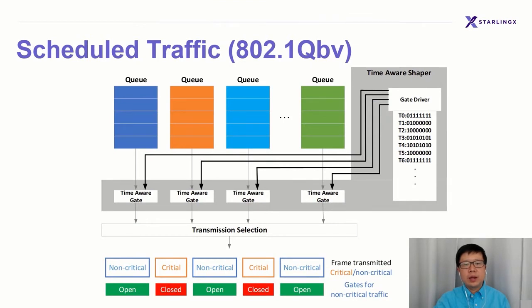In this page, I'd like to explain a little bit more about the standard 802.1 QBV. That is one of the TSN standards we enable on StarlingX. The idea of 802.1 QBV is there are some traffic queues. Packets to be transmitted will fall into one of them according to their QoS priority. Each queue has a gate. The control module called time-aware shaper can open and close these gates at a specific point in time. So the time-aware shaper can close the gates for non-critical traffic queues while transmitting critical traffic. In this way, the delivery of critical traffic can be guaranteed.